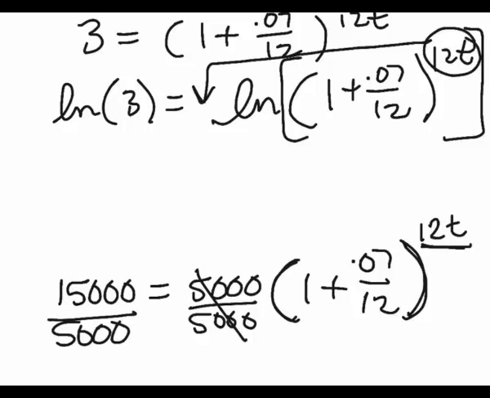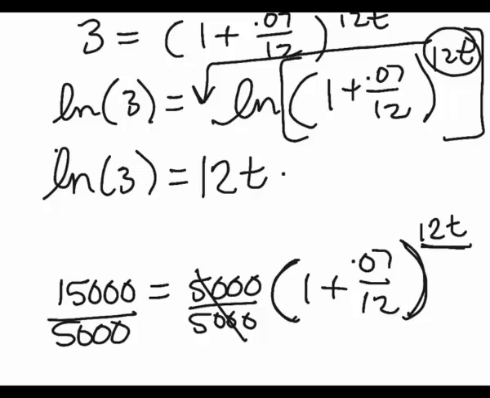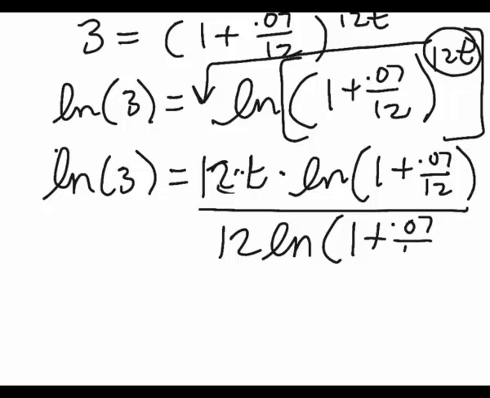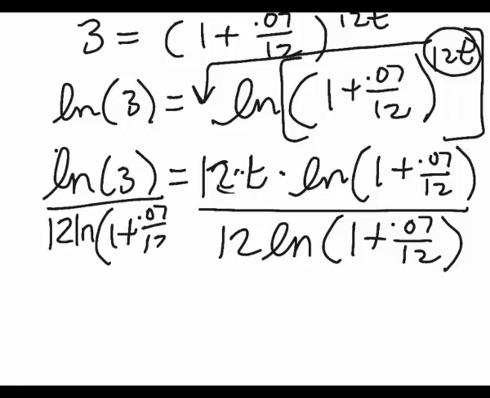So now I have the natural log of 3 equals 12t times the natural log of (1 + 0.07/12). Okay, let me erase this. Now this is 12 times t times the natural log of 1 plus 0.07 over 12. So you can divide by 12 natural log of (1 + 0.07) on both sides, because that cancels out the 12 and cancels out your natural log, so all you have left on the right-hand side is t. And so t equals this.